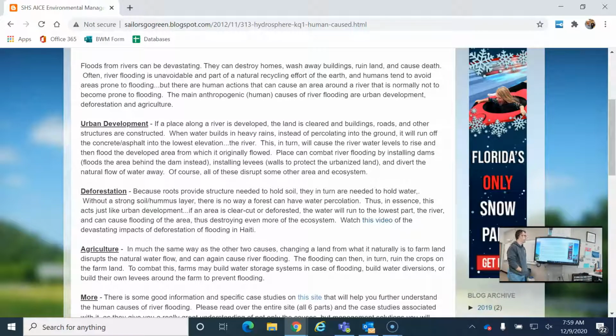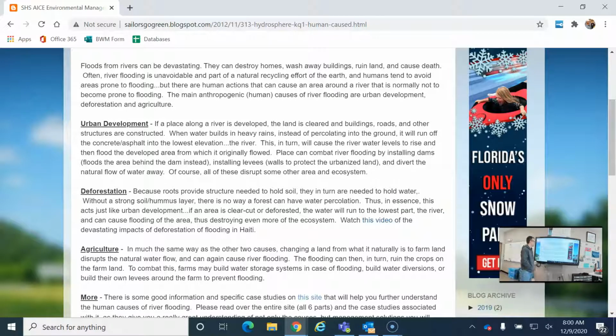So when the water builds in heavy rains, instead of percolating into the ground, the more you develop, the less you let into the ground, the more roots you take away. Also, you're making hard surfaces that are impenetrable. You're going to have a lot more runoff, and that runoff is then going to flow into the lowest elevation, which in these cases will be the river. This will in turn cause the river water levels to rise and then flood the developed area from which it originally flowed.